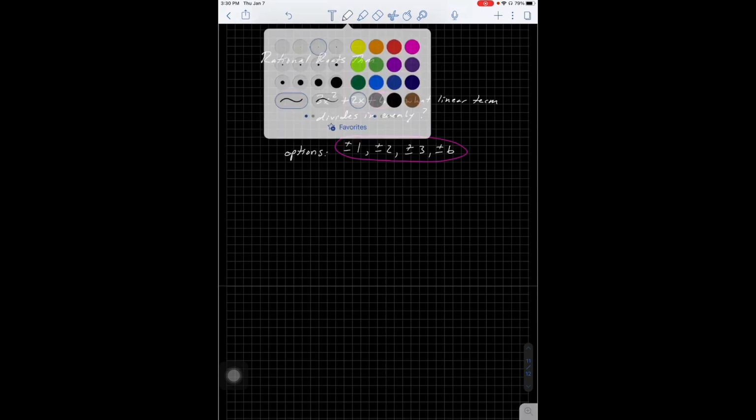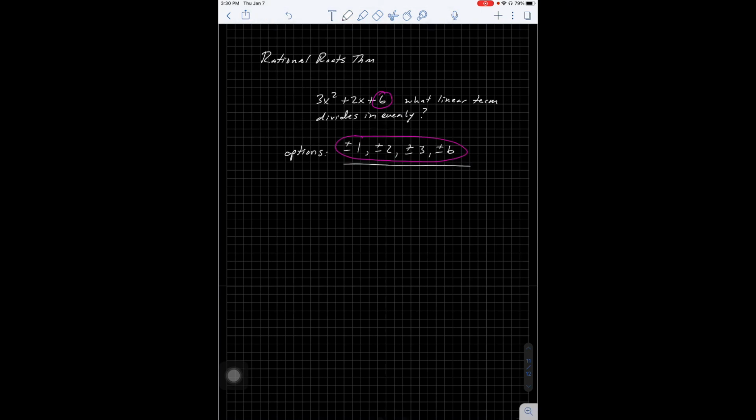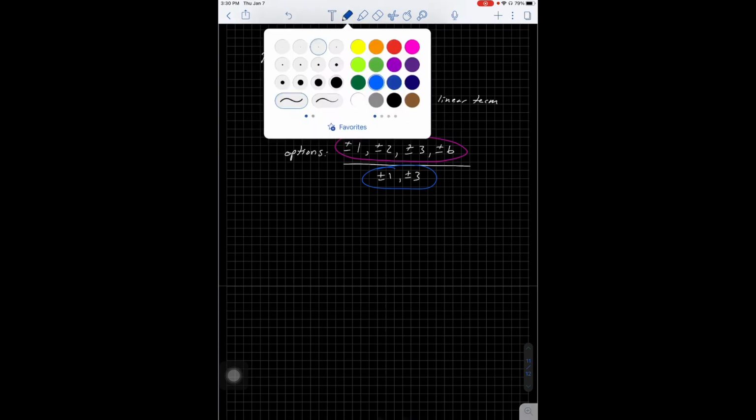And then you take your first term right here, and you say, what divides into that evenly? And I'd say plus or minus 1 and plus or minus 3. Those guys go on the denominator. And the rational roots theorem says that if anything's going to divide in evenly, it's going to be some combination of these numbers. So let's look at what they are.